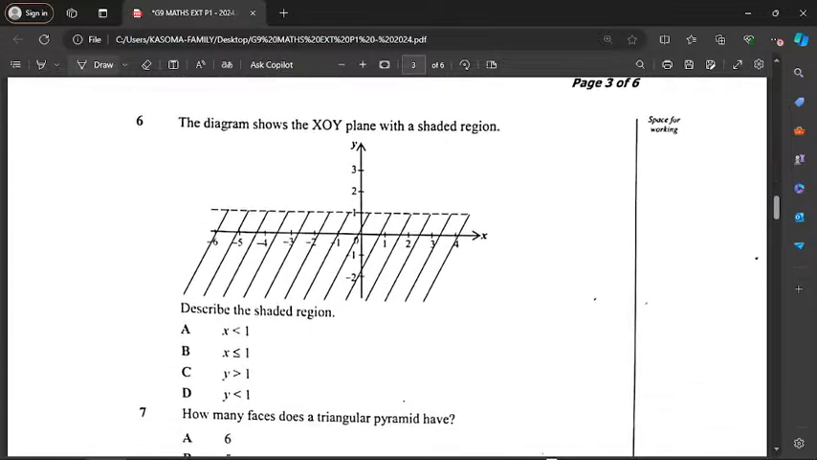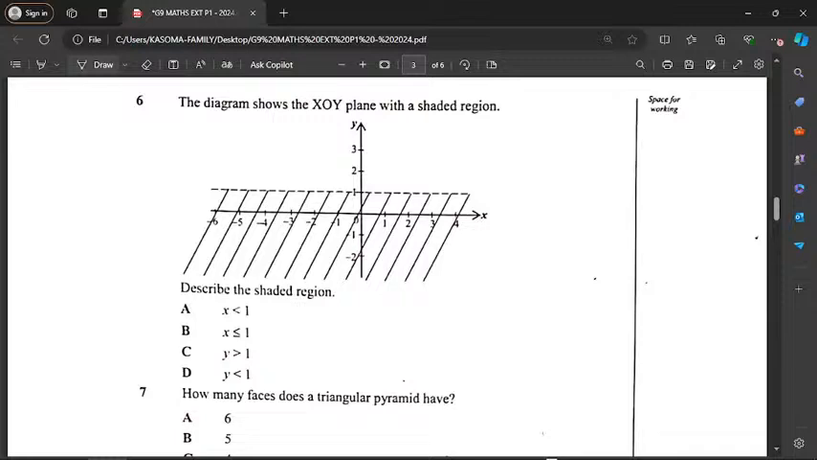We come to question 6, which is: the diagram shows the x-y plane with a shaded region. Okay, so we need to take note of the shaded region. So we have got this area here, which is shaded. So the question is, describe the shaded area. Here what we can see is the entire x-axis is shaded, so our focus should be on the y-axis.